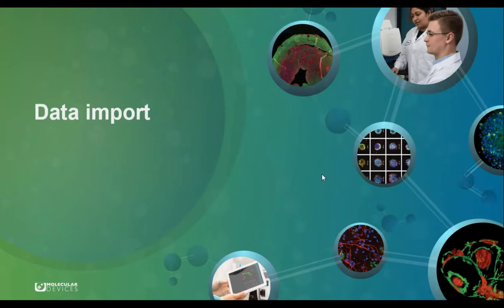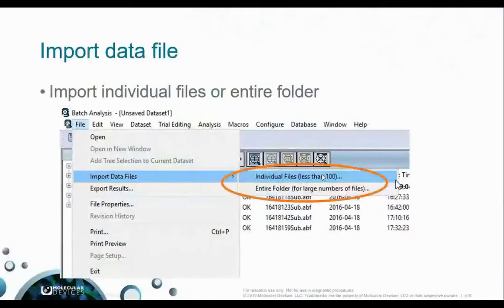Now let's talk about how to import the data to batch analysis. Now you can open the batch analysis, select File, and then you can select the import data file, and you will see individual file and entire folder. Basically you can import individual files or an entire folder to the batch analysis.